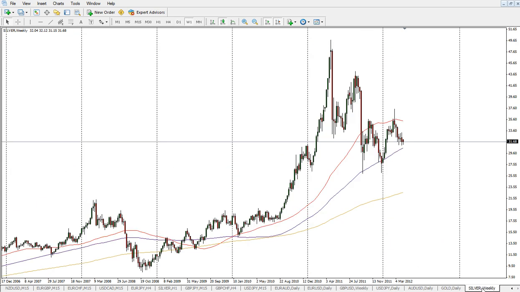Let's have a little look at silver. I haven't looked at it in a while. In terms of silver, you have to say it's still to the upside. You've got this lovely trend line here, which is still holding, but we are making significant lower lows here.